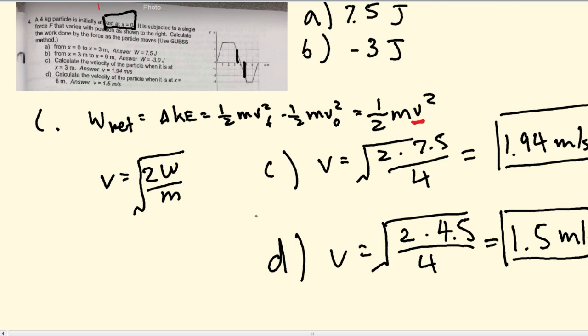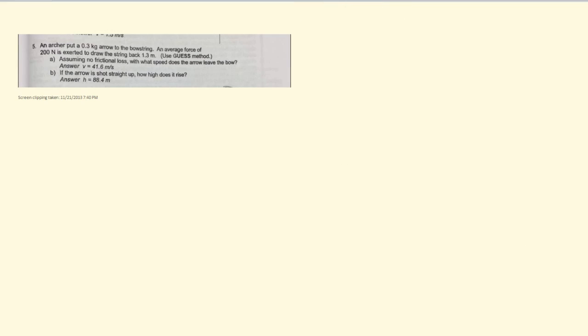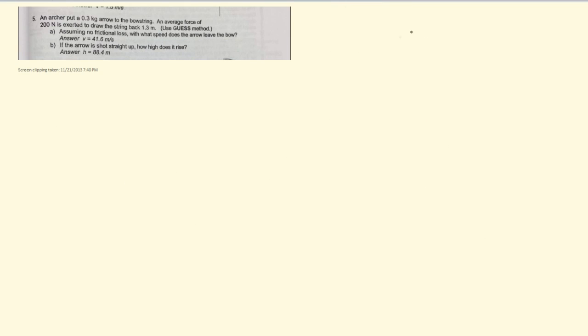You're going to be seeing that a lot, so this would be a good equation to memorize if you are unable to derive it from the work equaling the change in kinetic energy. Next up, we have the problem with the bow.